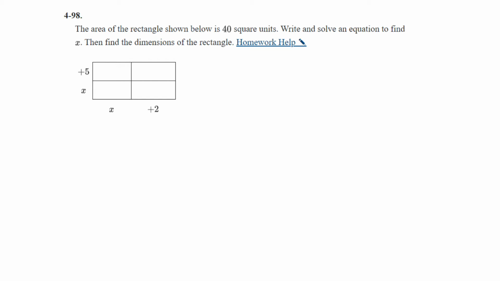Question 98. The area of the rectangle shown below is 40 square units. Write and solve an equation to find x, then find the dimensions of the rectangle. So if this is true, we know this area is x squared, this one is 5x, we have 2x, and we have 10, and it says we know the area, so we'll just add all this up. X squared plus 7x plus 10 is equal to 40, since it does tell us what the area is, and then we can solve this quadratic equation using one of our methods that we know.